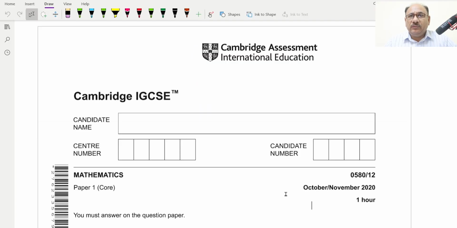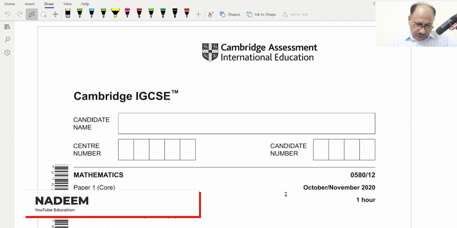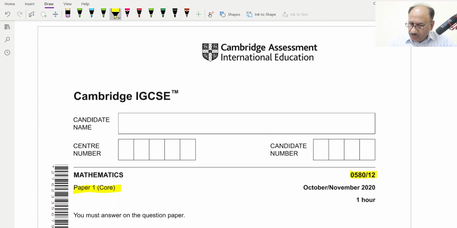Hello everyone, today we'll be going through IGCSE Cambridge Mathematics Paper 1 Core, 058012 October November 2020.